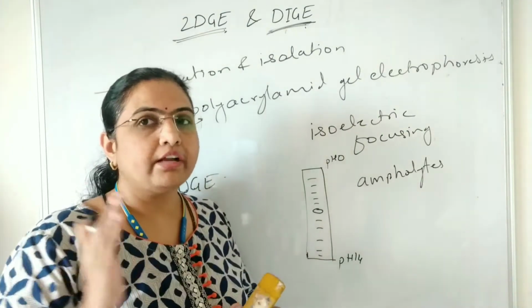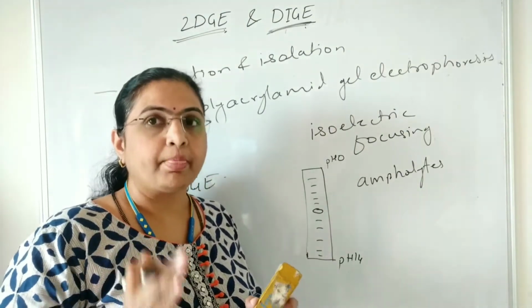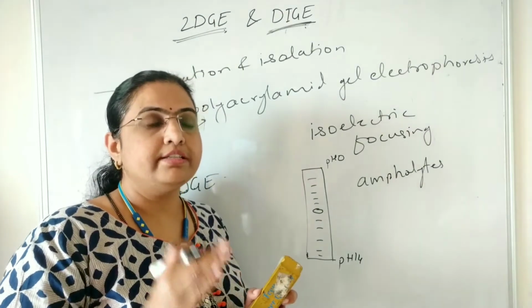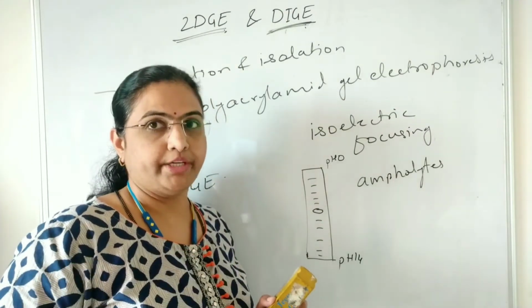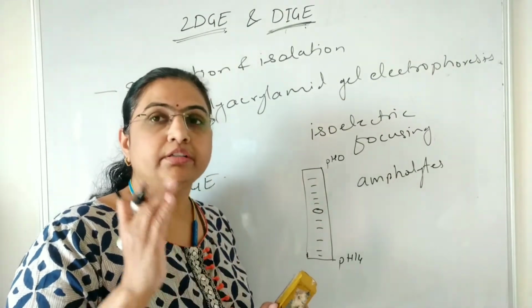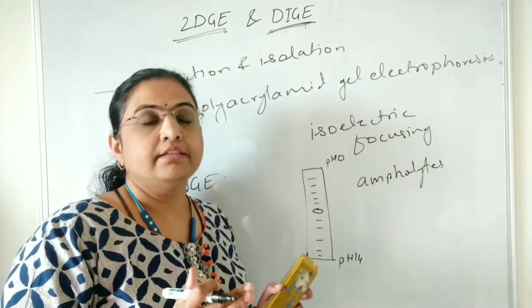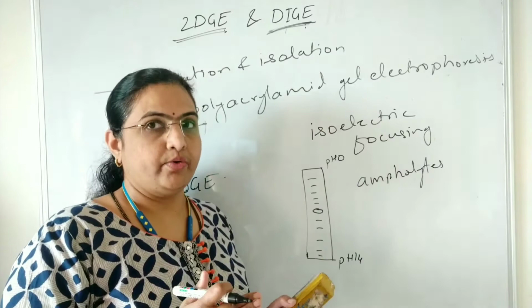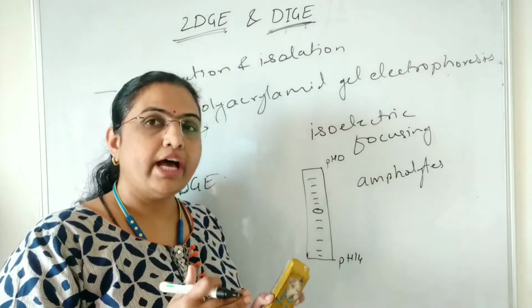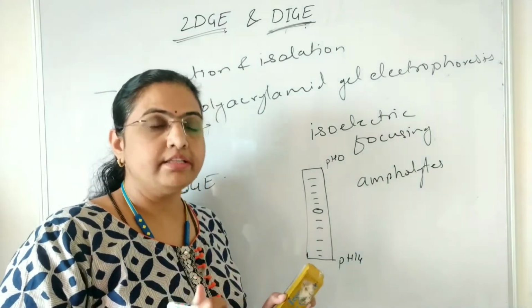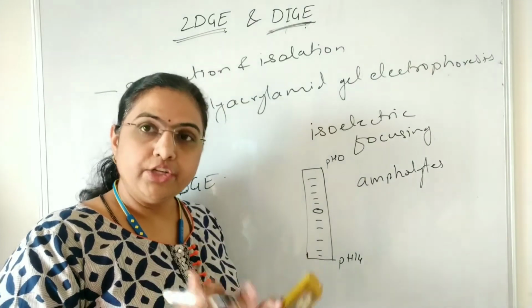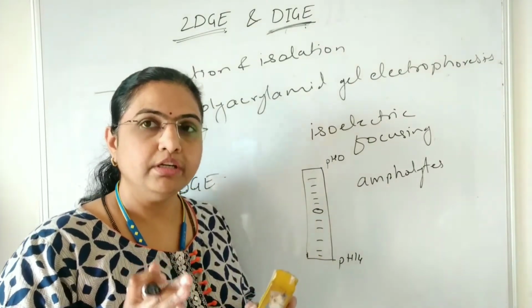Now proteins are made up of amino acids. The amino acids have an isoelectric point, that is the point where the charge over the amino acid is 0. And as proteins are made up of amino acids, proteins also have an isoelectric point, that is, at a particular pH the net charge over the protein is going to be 0.